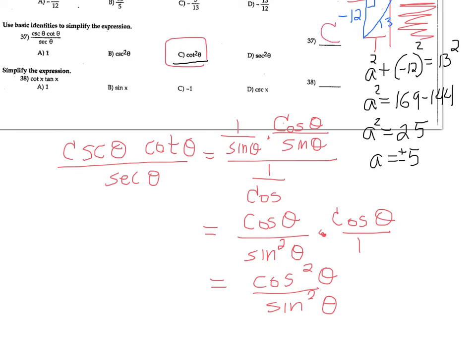And what about for number 38? Letter A is right. So this one was kind of easy, because cotangent of x is the same thing as 1 over tangent, and they just cancel each other. So that is equal to 1.